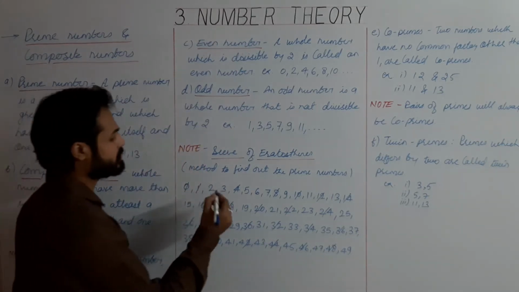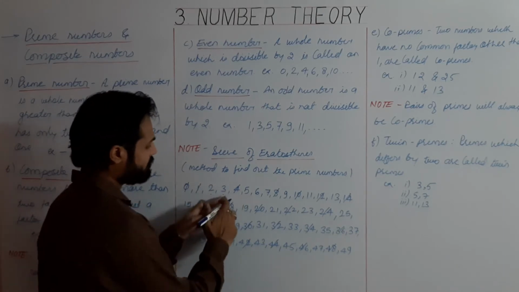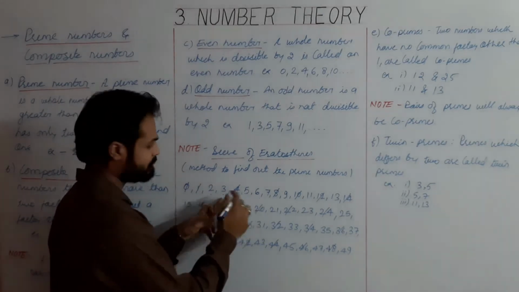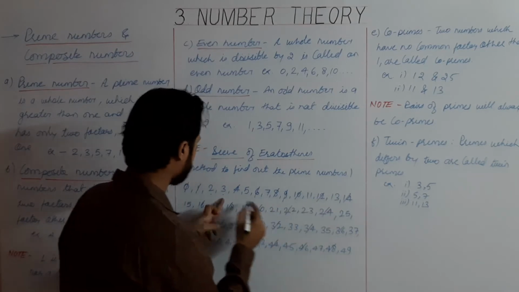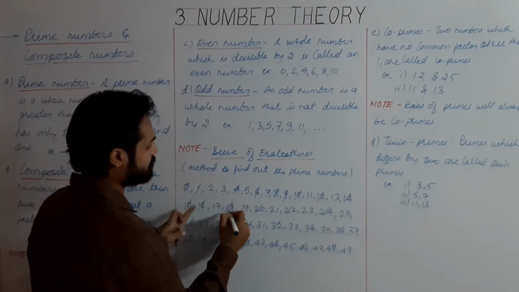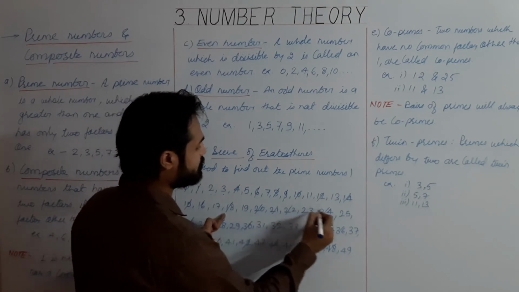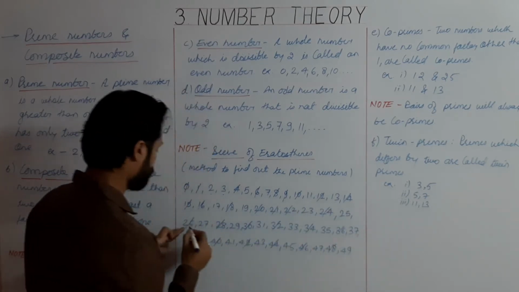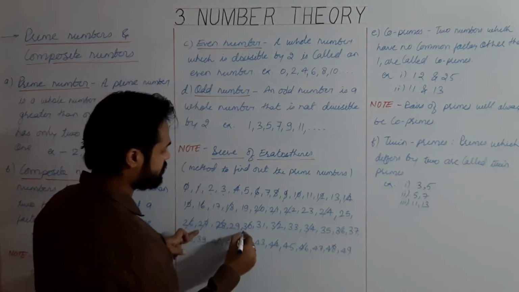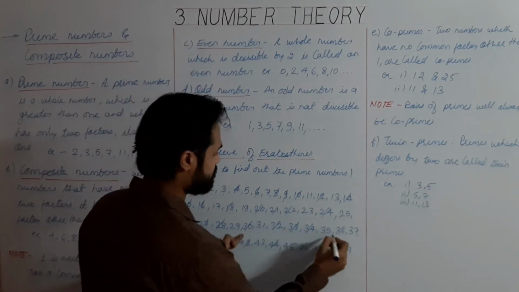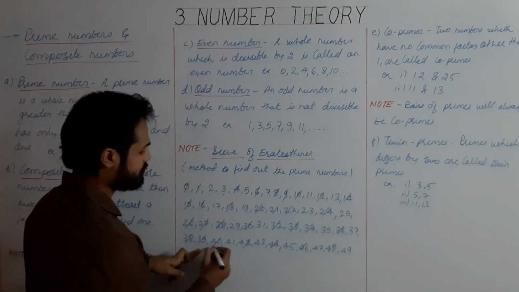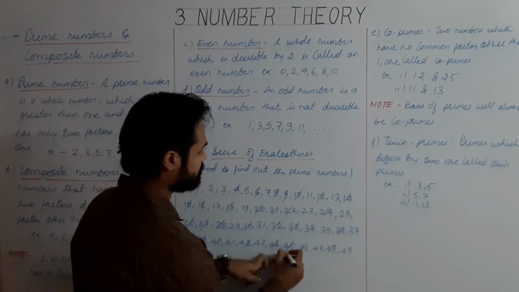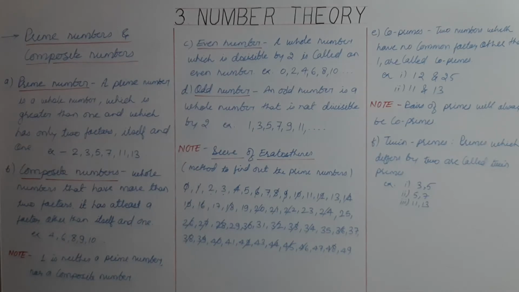Now the next uncrossed number is 3. Leave it and cross every multiple of 3. So next is 6, then 9, then 12 already crossed, then 15, then 18 already crossed, then 21, then 24, then 27, 30, 33, 36, then 39, 42, 45, 48. Okay. Now the next number is 4, crossed.